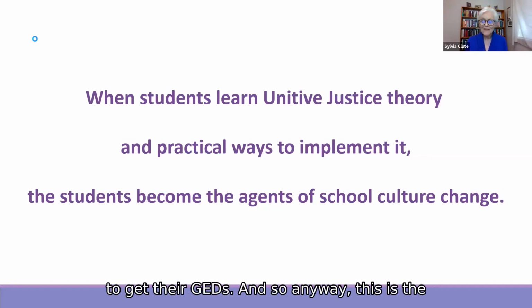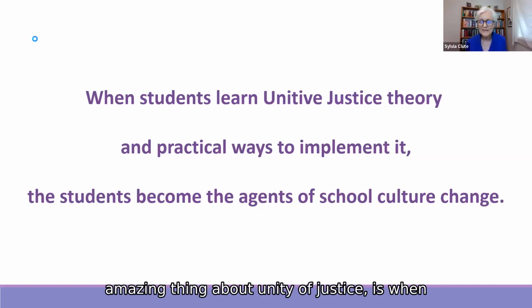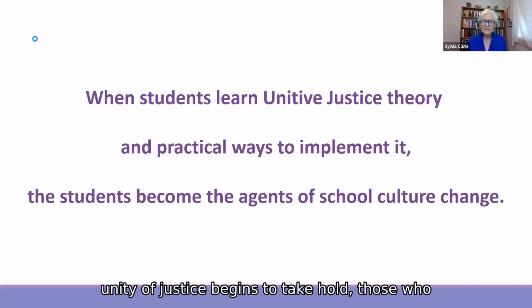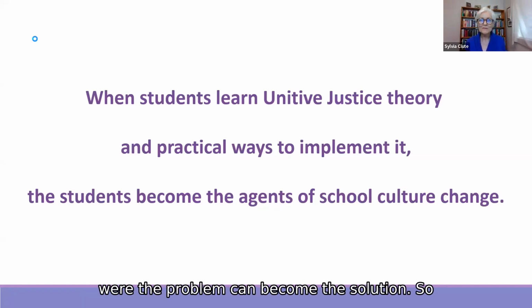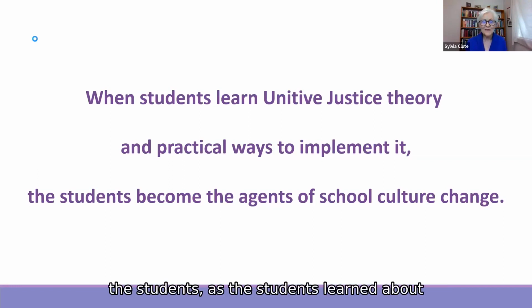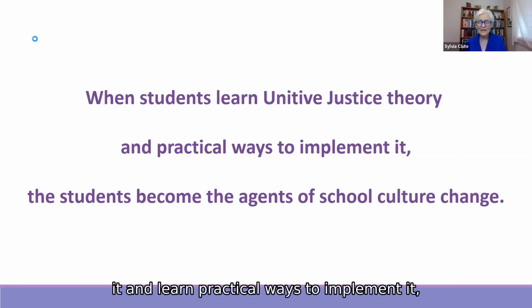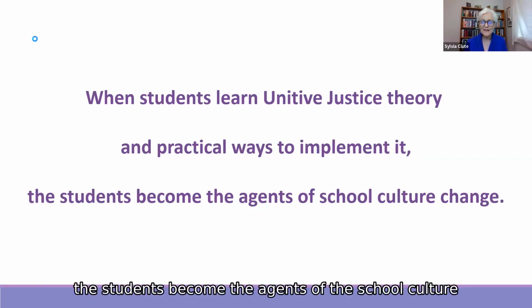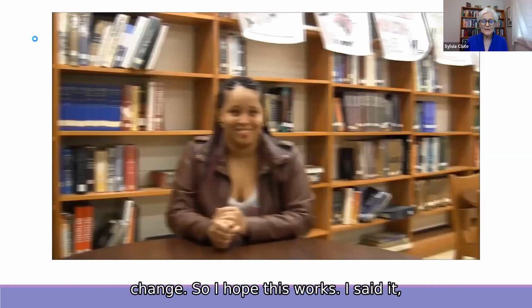And so anyway, this is the amazing thing about Unitive Justice: when Unitive Justice begins to take hold, those who were the problem can become the solution. So as this became implemented, and you will see this, as the students learned about it and learned practical ways to implement it, the students become the agents of the school culture change.